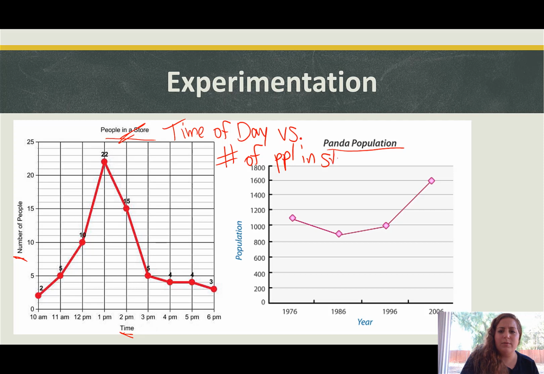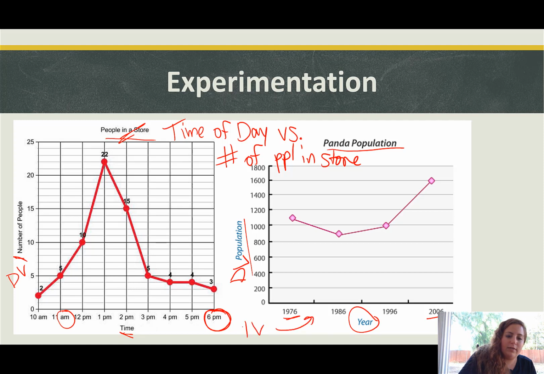Sorry, pandas, we're gonna write all over your graph. So we also notice that this has units. The time is in the hour of the day, PM or AM. We have year here, and they specify the years down below. And then you have panda population or number of people on your y-axis, meaning that these are your DVs. These are what you're going to measure. And these two down here are your IVs. This is what you are going to be changing or you're going to be looking at throughout your experiment. All right, we'll talk more about these later.